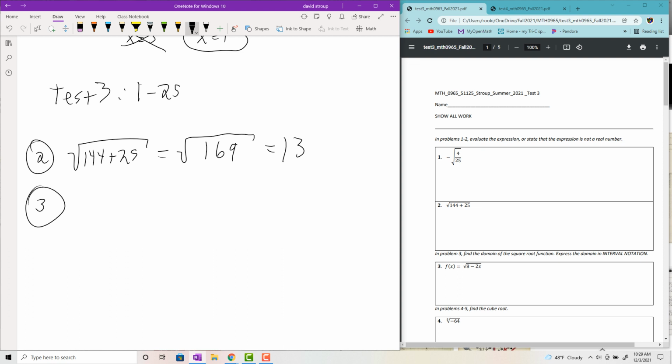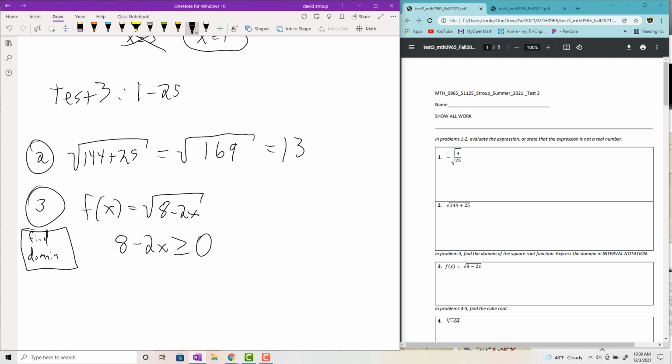Number 3, a lot of people butchered this problem. I don't know why. It seems relatively simple. You need to make sure that you're not taking the square root of a negative. So you need to make sure that 8 minus 2x is greater than or equal to 0, right? And then you just solve that. We're looking for the domain of this function. Find the domain. So you can't take the square root of negatives, is the point. I mean, you can later on, but here we don't want to.